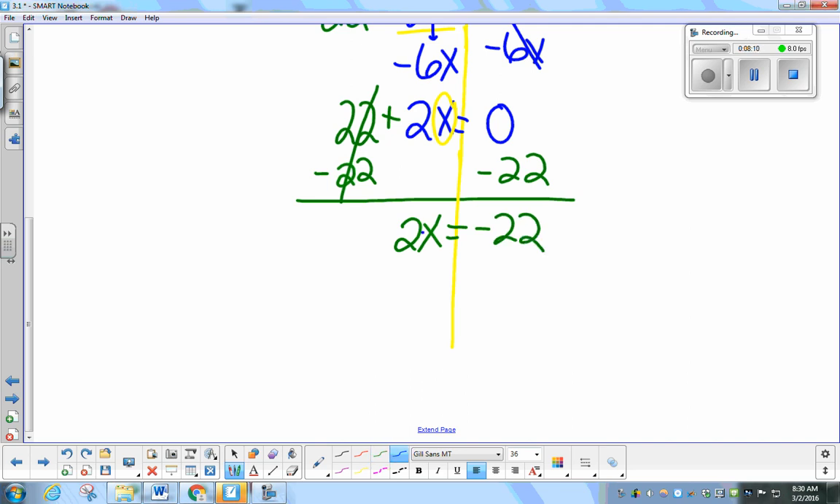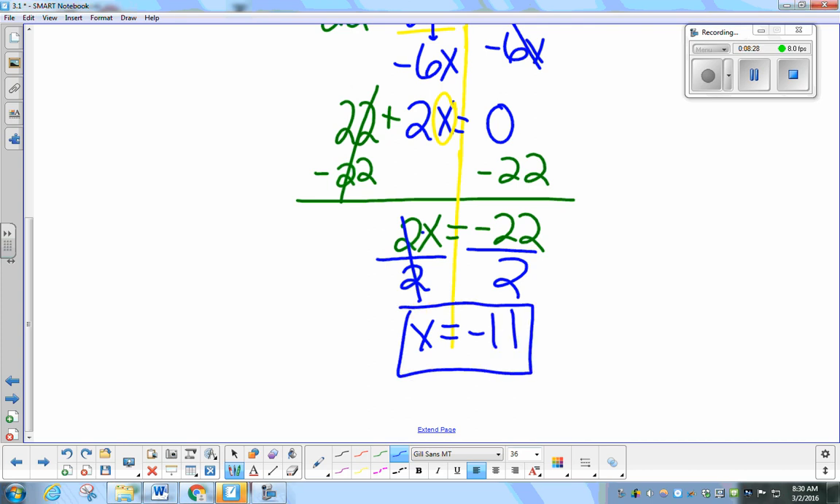Now, finally, I've just got 2 times x is negative 22. So to undo that 2, I need to divide by 2, because the operation that undoes multiplication is division. So I'm left with x here. Negative 22 divided by 2 is negative 11. And just like usual, you can plug that back in to see if it works.